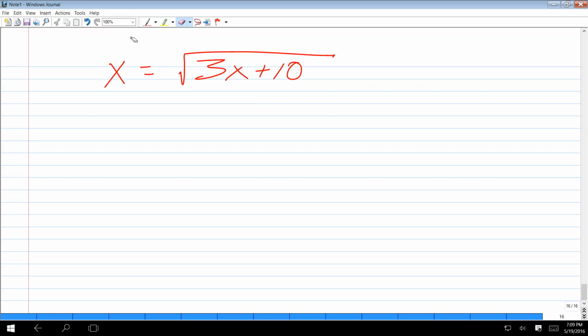In other words, if there was a plus 1, I'd want to get rid of that plus 1 before I squared both sides. But there isn't. It's already isolated, so when I square both sides, what do I get? You get x squared equals 3x plus 10. And now how do I solve it?